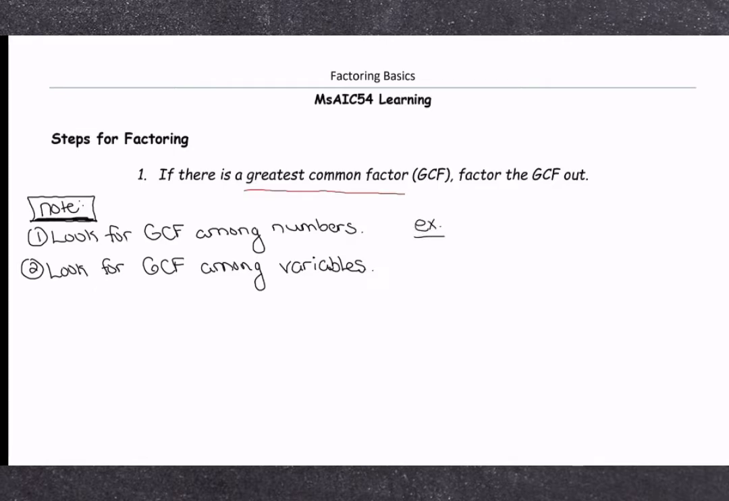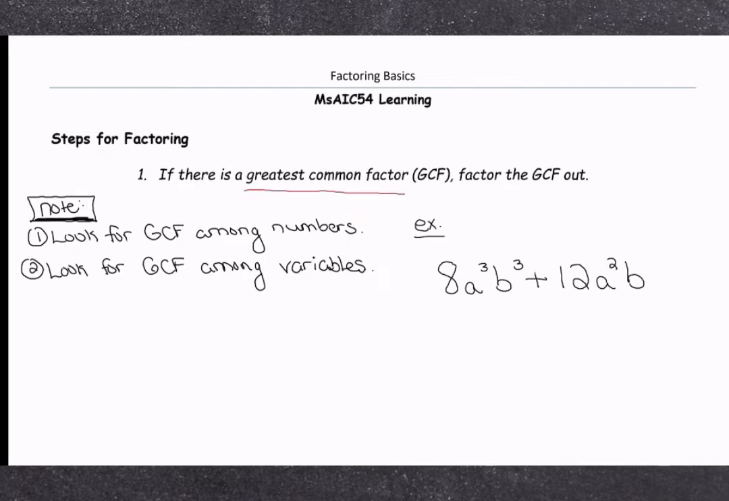So let me put an example up here. Let's say I have 8a to the third b to the third, plus 12 times 4a squared b. Okay? So this is my polynomial, and they're asking me to factor it. Now, the first step in factoring is to take out a GCF.